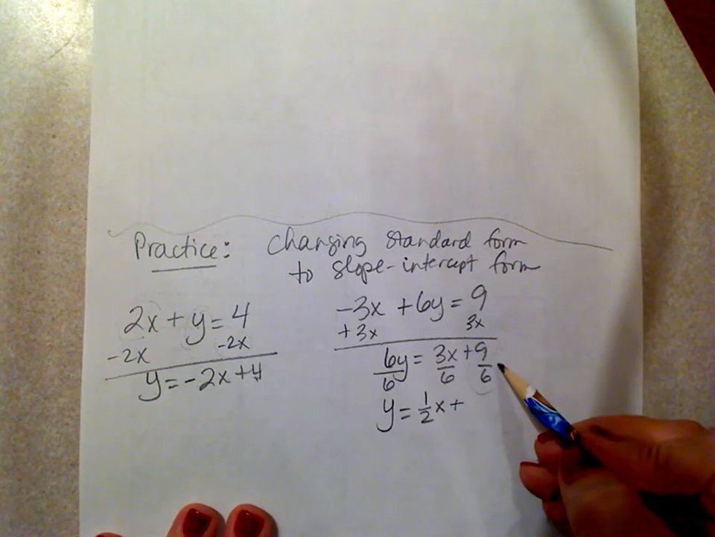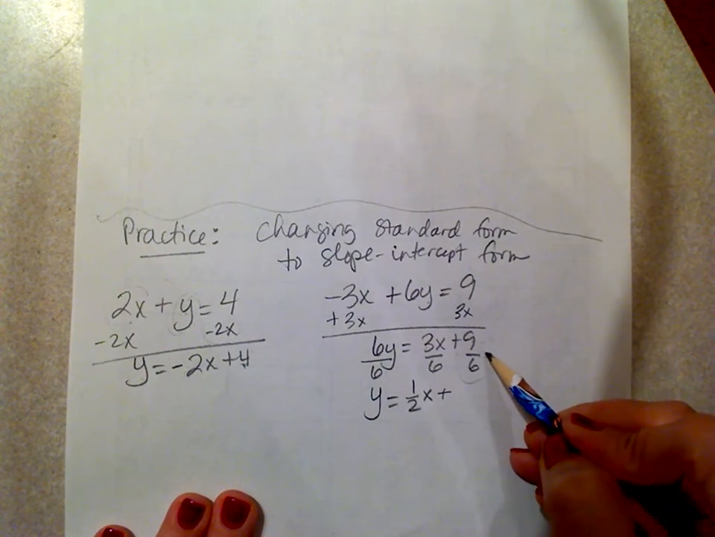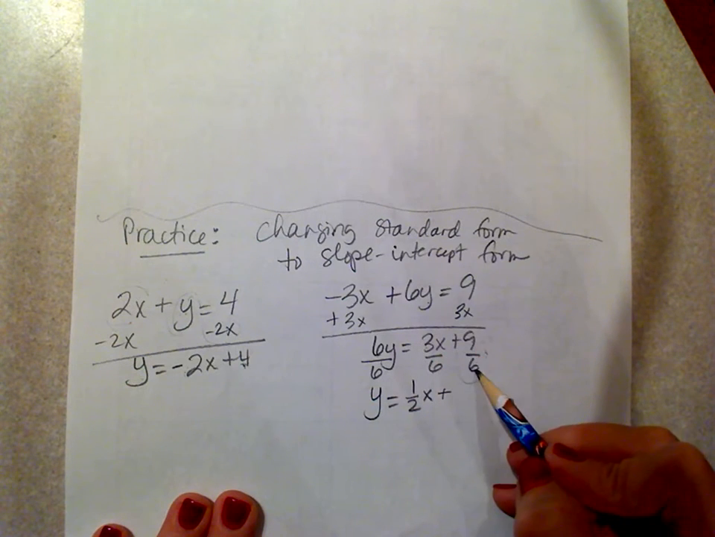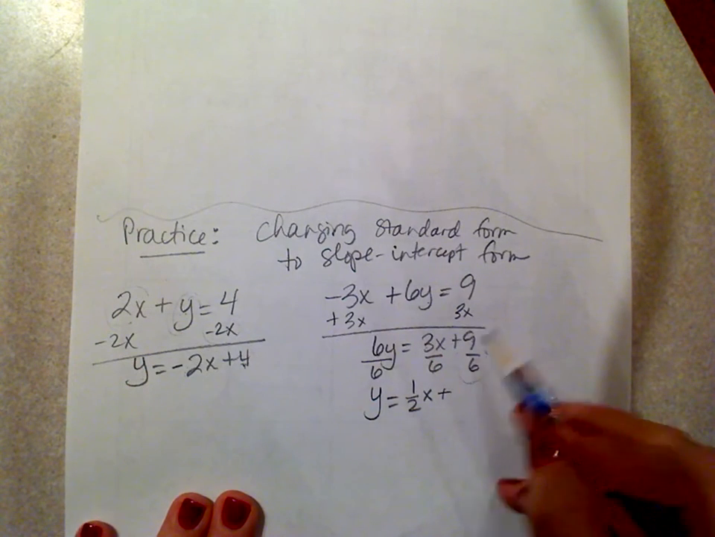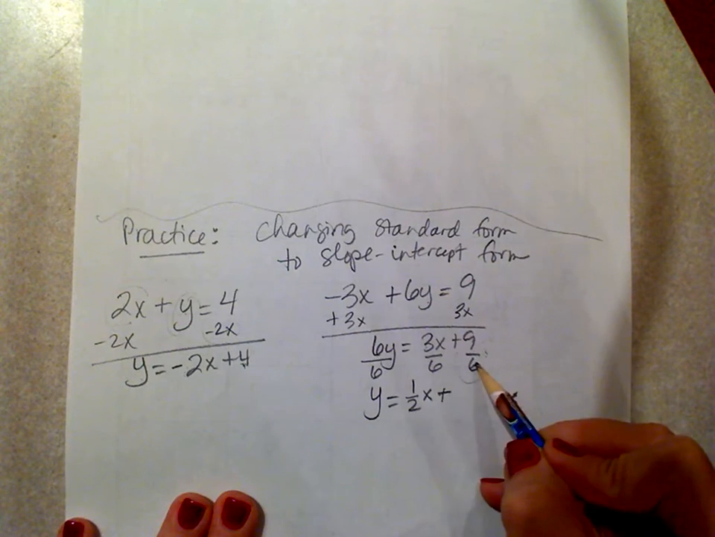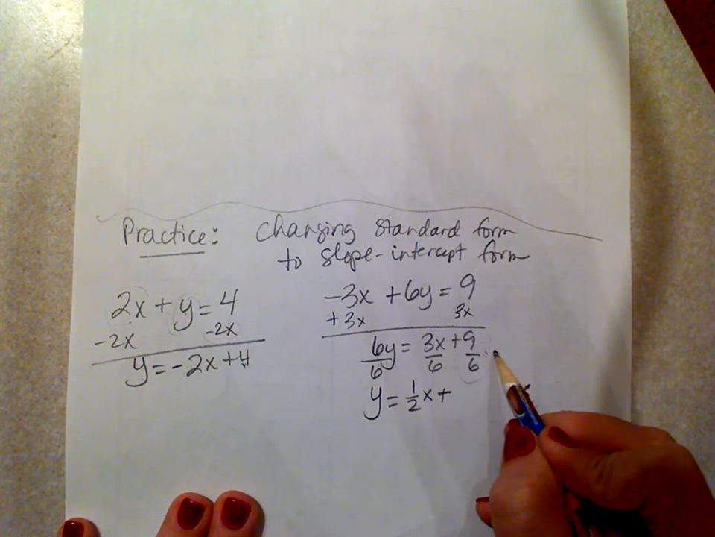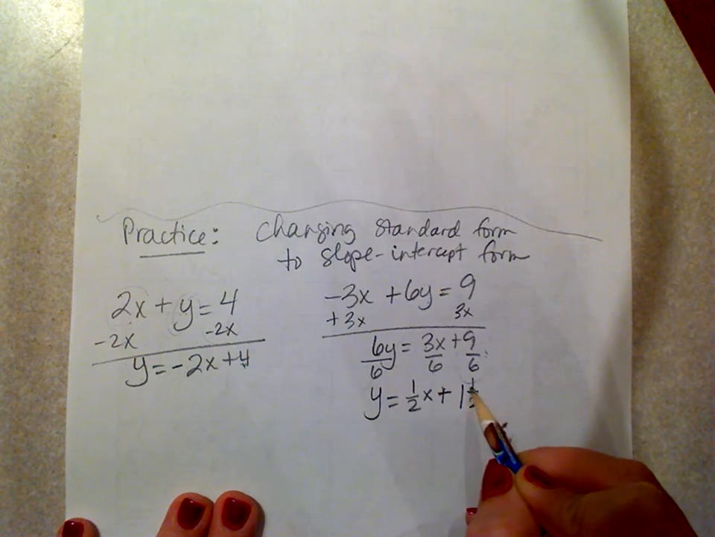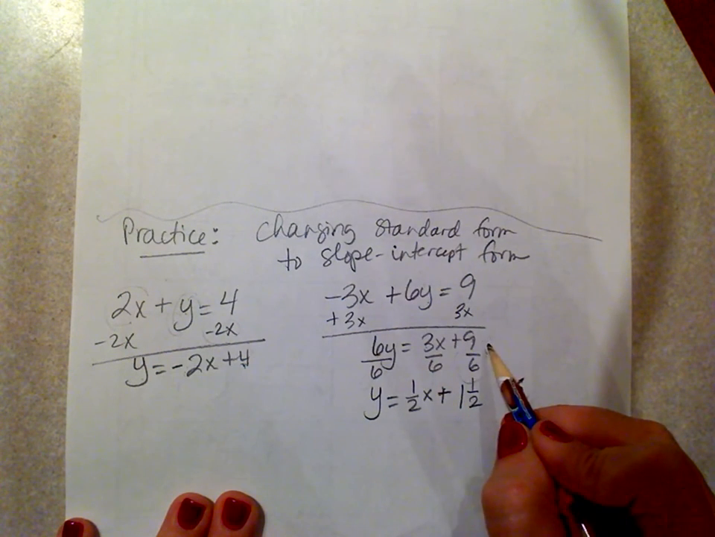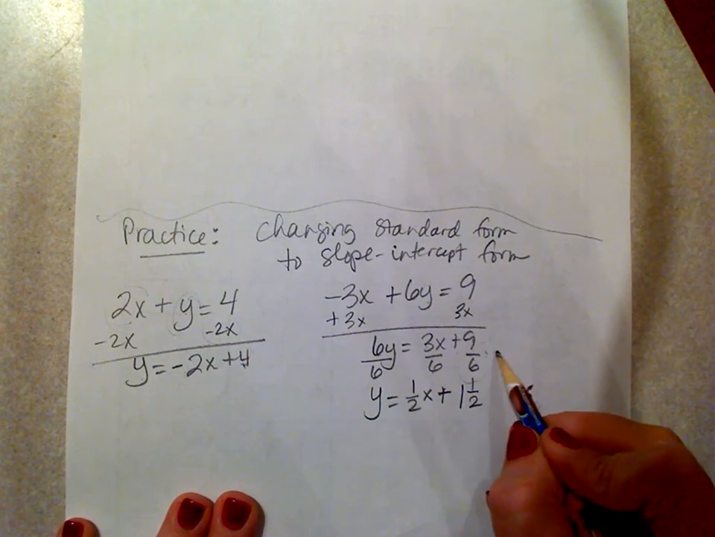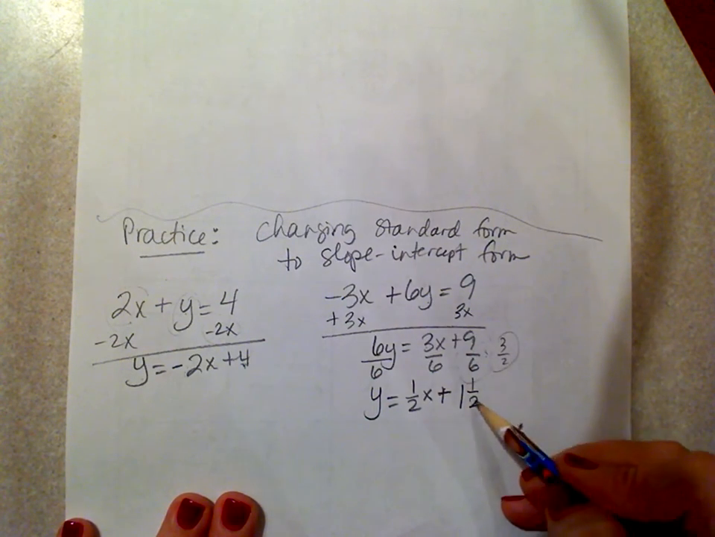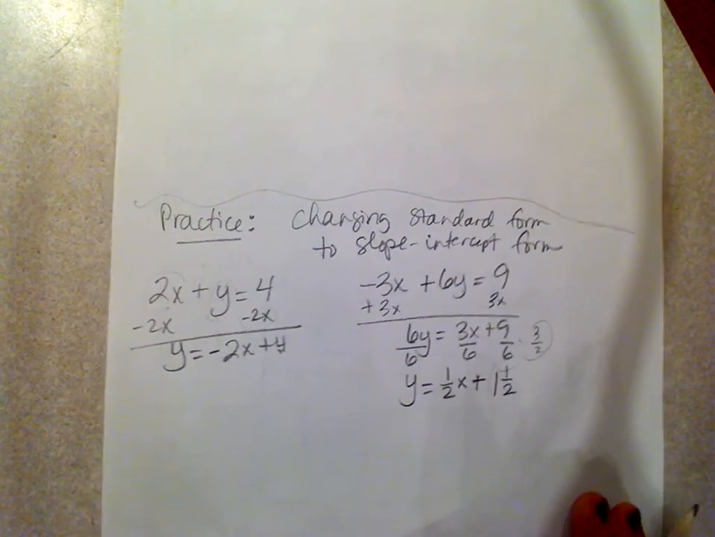So you could change this to a mixed number if you like. Don't change your fraction for the slope to a mixed number, but 9/6, you could change that to a mixed number if you'd like. That would be 1 and 3/6, which is 1 and 1/2. Or you could simplify it down to 3/2. But if you really had to graph it, it might be easier to do 1 and 1/2. Either way.